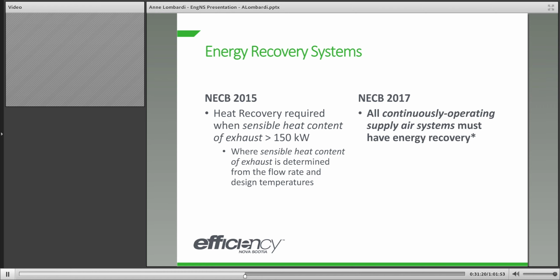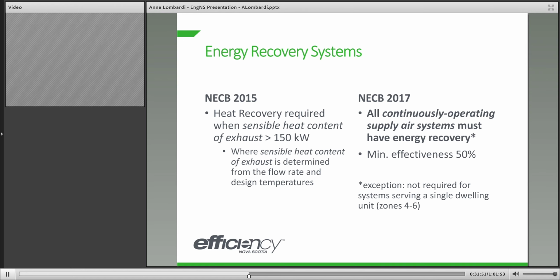Whereas in the 2017 code, we have the requirement that all continuously operating supply air systems must have energy recovery. So we essentially went from most buildings didn't need it to now pretty much every building needs it, except if there's a system that serves a single dwelling unit for zones 4 to 6, so including our zone, those systems do not require energy recovery. But everybody else, so office buildings and retail, etc., they all have to have energy recovery with minimum effectiveness of 50%.